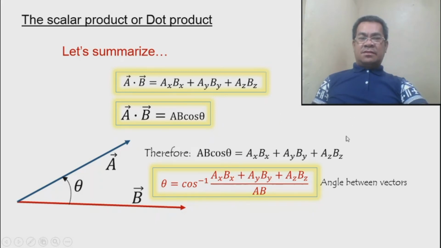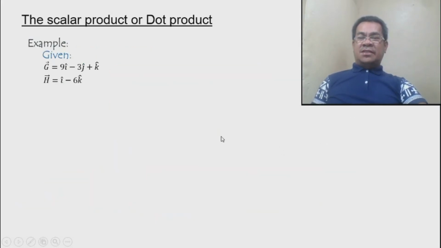Okay, so let's have an example. Suppose I have vector z and vector h, given as 9 i hat, negative 3 j hat plus k hat for z, and i hat minus 6 k hat for h. Take note, i hat, k hat. So j is missing. When we say missing, it is not the unit vector, the component along j is missing. The magnitude is 0, so there is no magnitude along the y-axis. So we have only two.